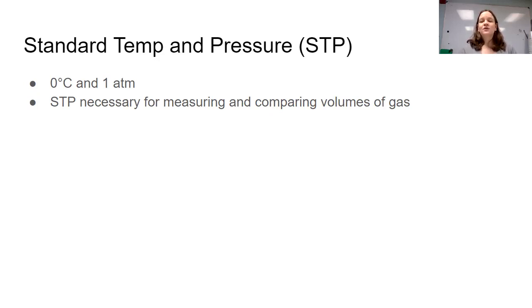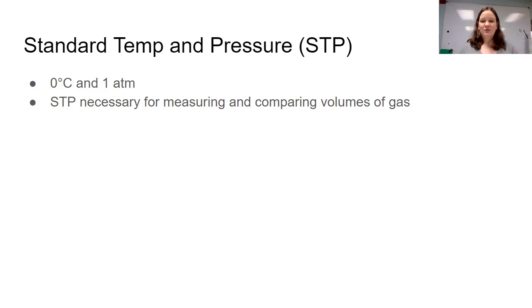This is necessary so that we can accurately measure and compare volumes of gas, because as we're going to talk about as we move through this chapter, the volume of a gas changes as you change the temperature or the pressure. So in order to compare and see what's happening with our gases, we have to measure it at STP. We have to have the standards, right? Like that control group. We have to have that so that we are comparing gases at the same temperature and pressure.